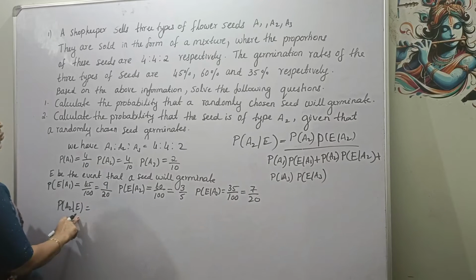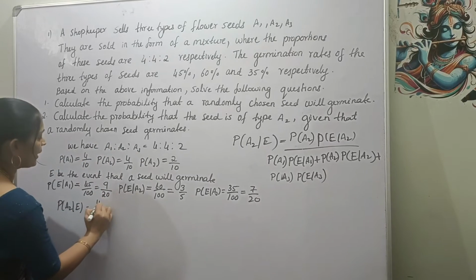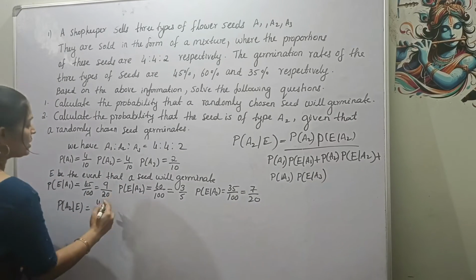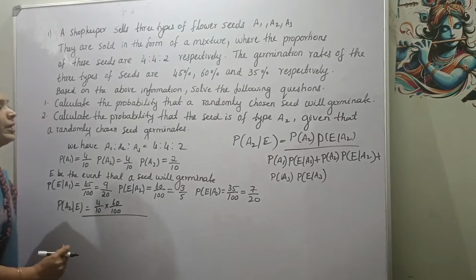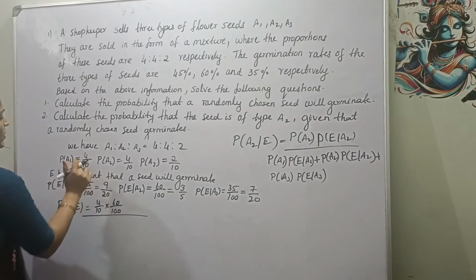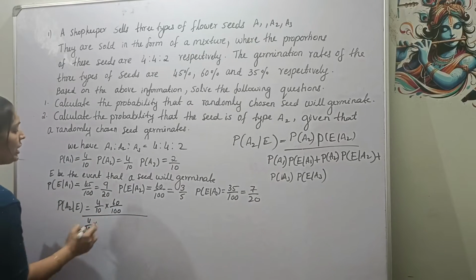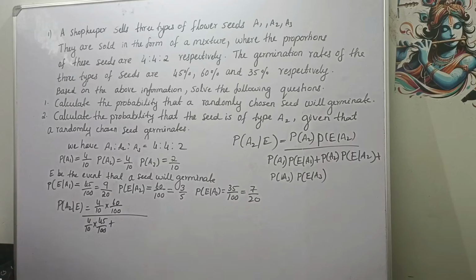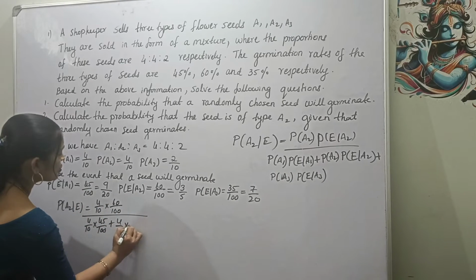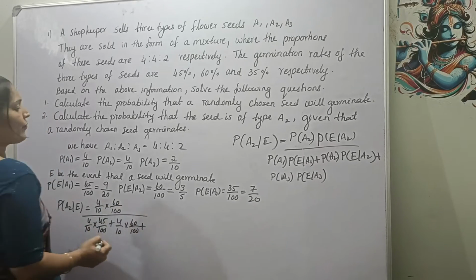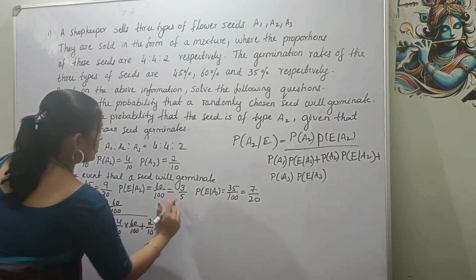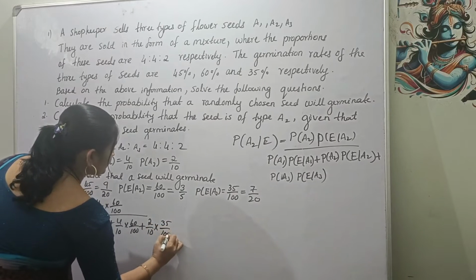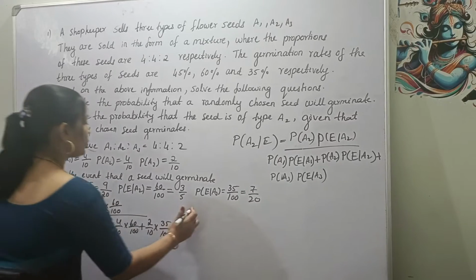So here, probability of A2 given E is probability of A2, 4 by 10, into probability of E given A2, 60 divided by 100, divided by probability of A1, 4 by 10 into probability of E given A1, 45 by 100, plus probability of A2, 4 by 10 into 60 divided by 100, plus probability of A3, 2 by 10 into probability of E given A3, which is 35 by 100. That is equal to 240.